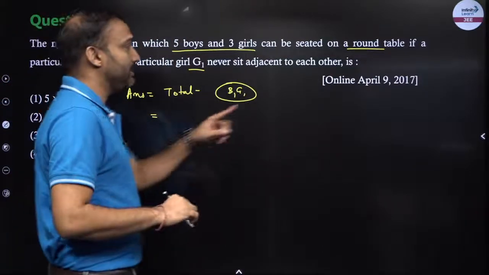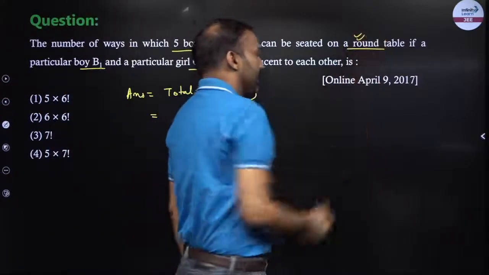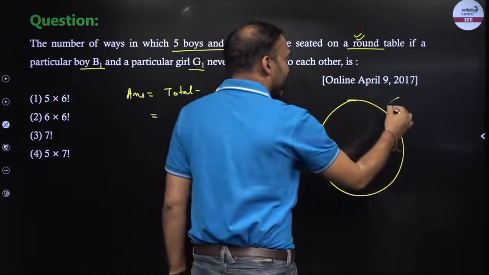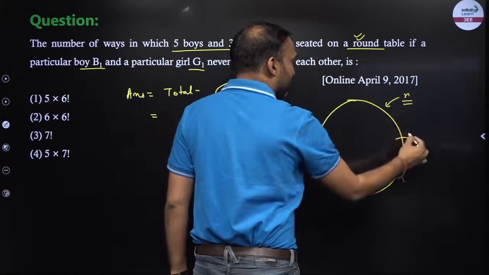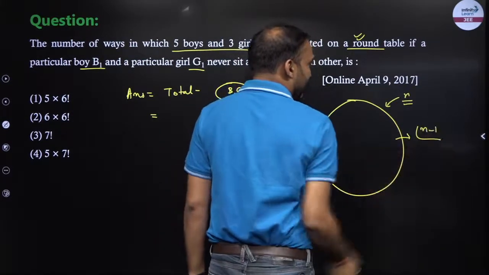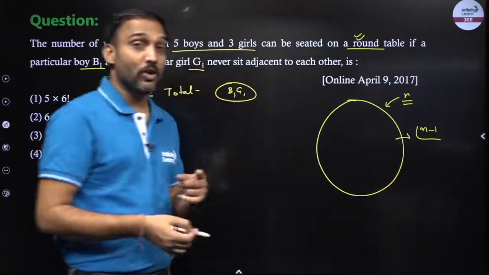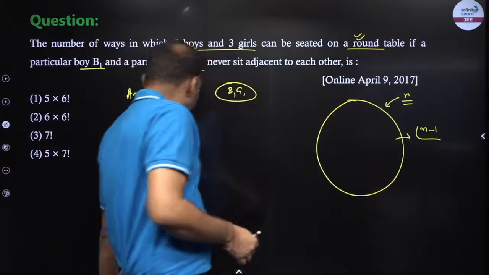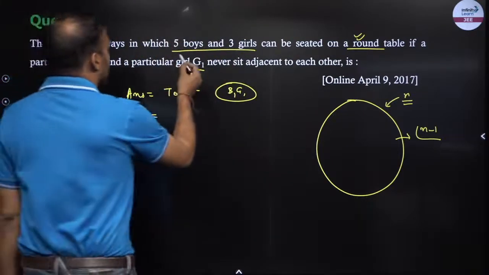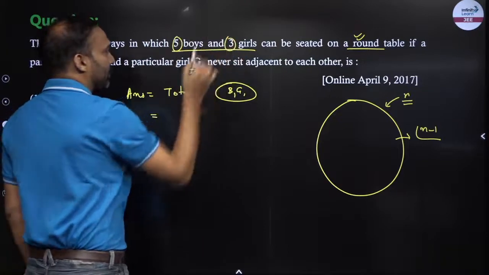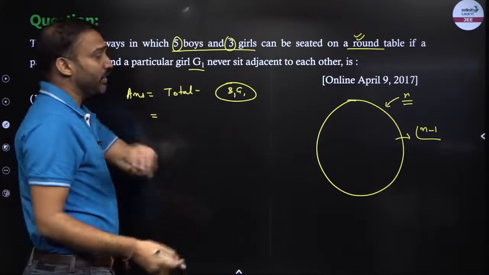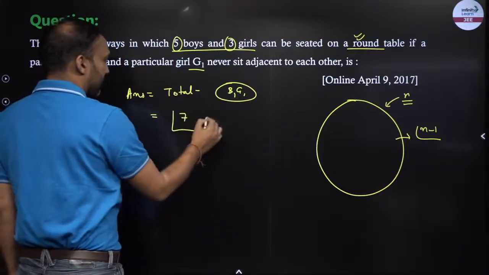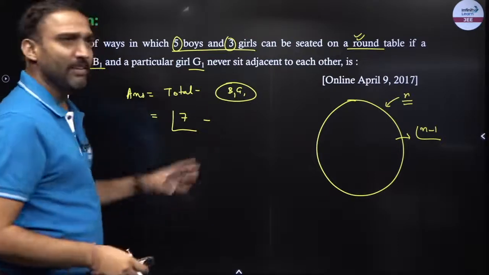But over here, remember, it's a round table, right? Now in a circular table arrangement, if there are n things to be arranged, the total number of arrangements is given by (n minus 1) factorial, if anticlockwise and clockwise are distinct. If they are the same, you will divide your answer by 2. So now over here, first I have to arrange 5 boys and 3 girls. So in total I have 8 students to arrange. Now 8 students can be arranged on a circular table in factorial 7 ways. Now minus those cases when B1 and G1 are together.